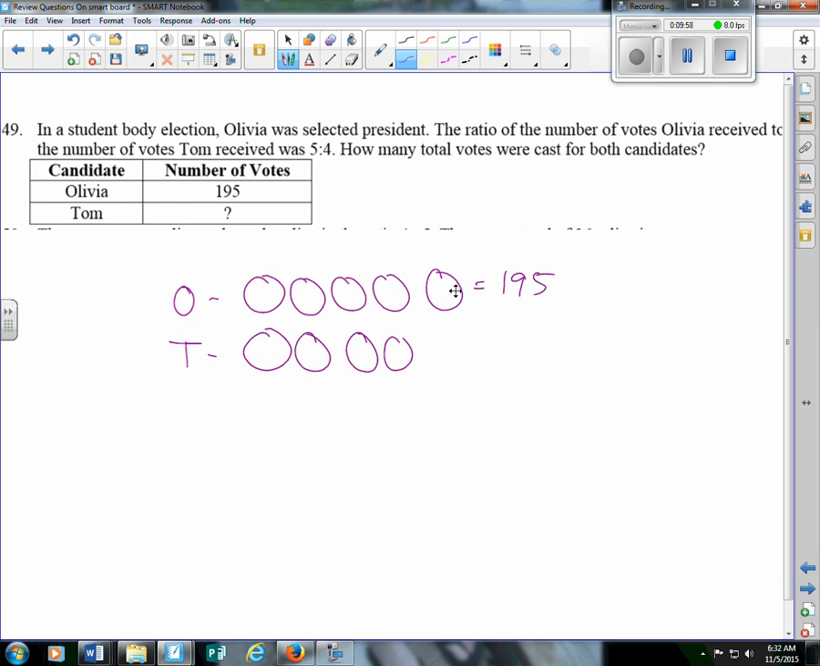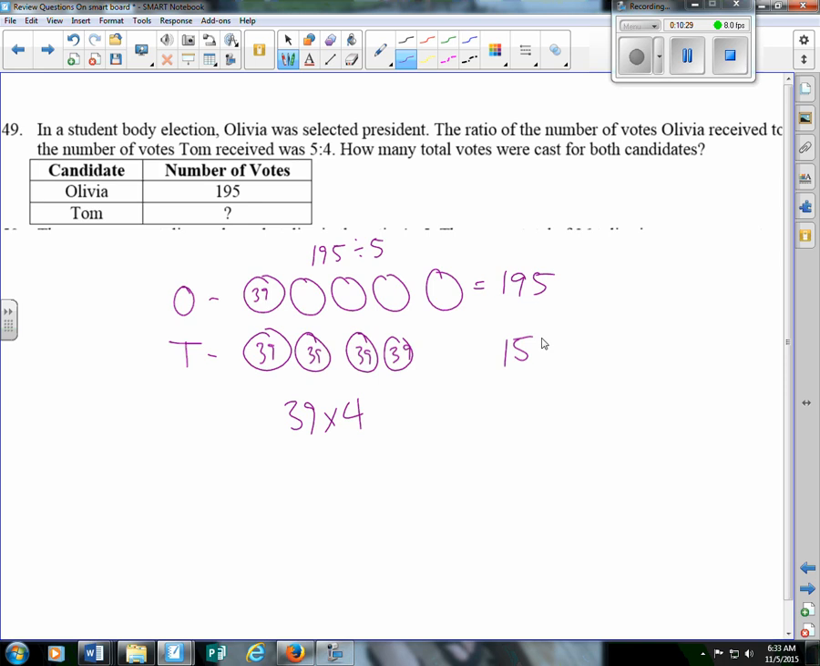So that's going to be 195 divided by 5 to figure out how much each one's worth. So I'll put 195 divided by 5 right here. And that comes out to be 39 per section. So 39, 39, 39, 39. So 39 times 4 is going to equal 156.